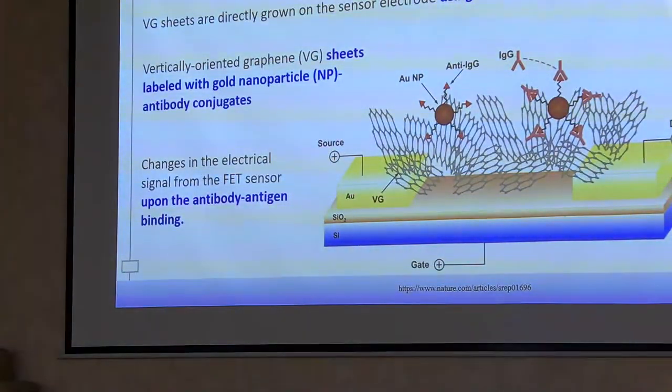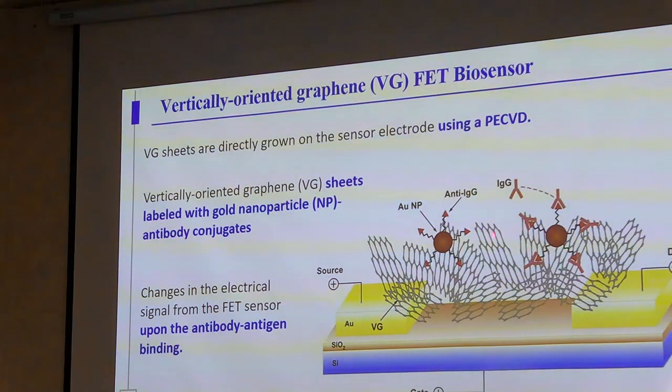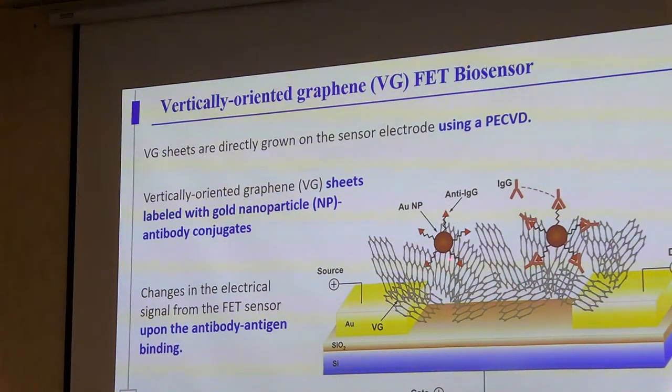This is a very interesting approach. In place of a horizontal, simple graphene, people have used vertically grown graphene directly on the SiO2 substrate. On the vertically grown graphene, you have gold nanoparticle antibody conjugates, and they are immobilized on this freestanding graphene.